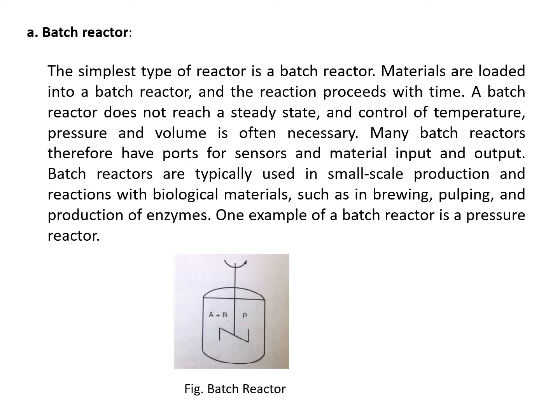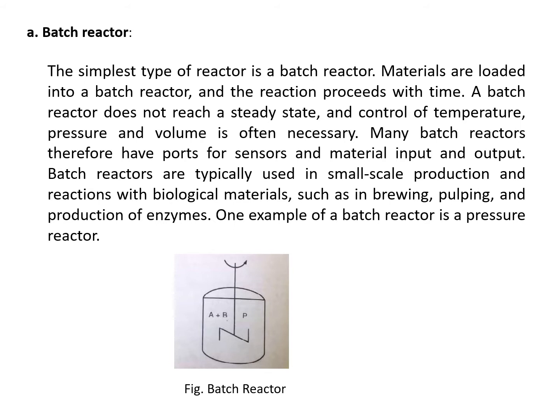The batch reactor is one of the simplest types of chemical reactor. In this, materials are loaded into the batch reactor and the reaction proceeds with time. A batch reactor does not reach a steady state, and control of temperature, pressure, and also volume is often quite necessary. So many batch reactors have ports for sensors and material input and output. This is the general basic diagram of a batch reactor.